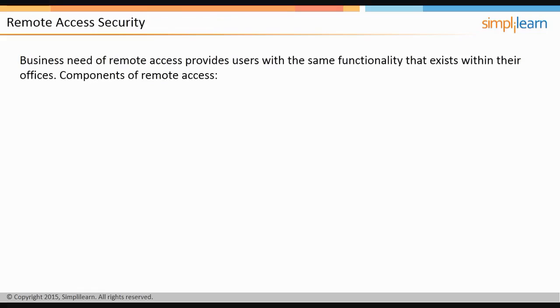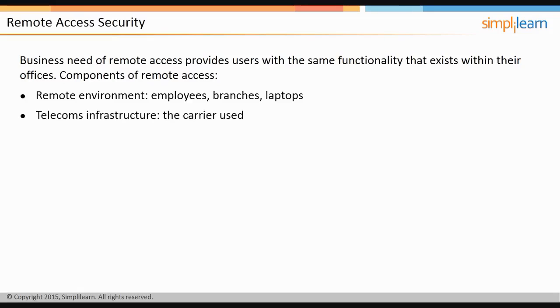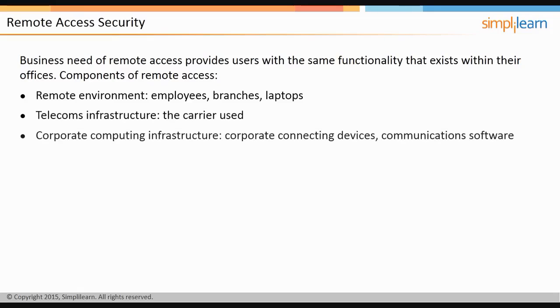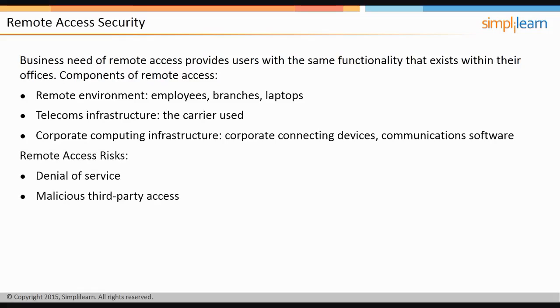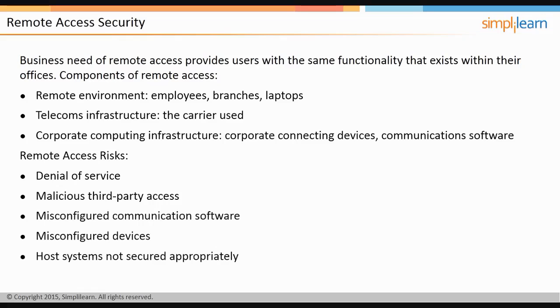The business need of remote access provides users with the same functionality that exists within their offices. The components of remote access: remote environment, employees, branches, laptops, telecommunication infrastructure, the carrier used, corporate computing infrastructure, corporate connecting devices, communication software. Remote access risks could be denial of service, malicious third-party access, misconfigured communication software, misconfigured devices, host systems not secured appropriately, and physical security weaknesses at the remote stations.